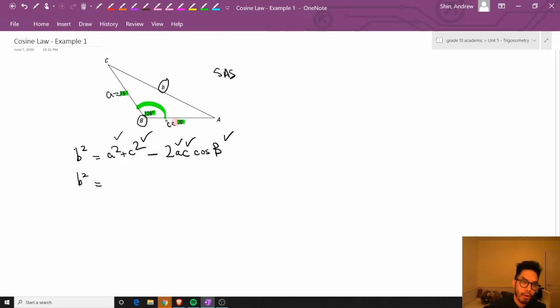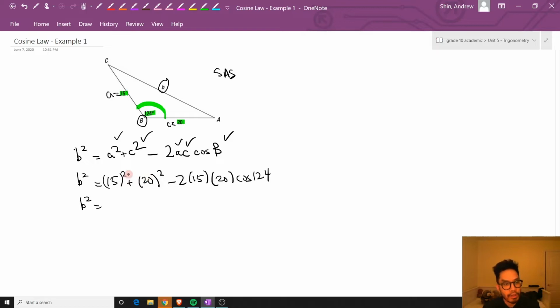So across from, we have small a, which is going to be 15 squared. Make sure you put in brackets. c is 20, so we plug that in brackets. c squared minus 2a, small a is 15, small c is 20, and cosine of angle B, which is 124. And now we plug things into our calculator, following order of operations. So 15 squared is going to be 225. 20 squared would be 400. This will be 2 times 15 times 20, which would be 600 times cosine 124.